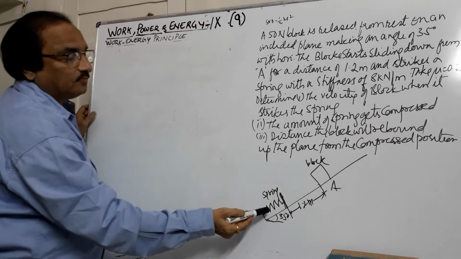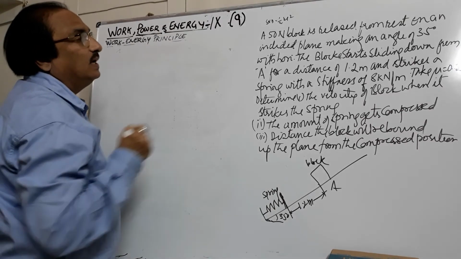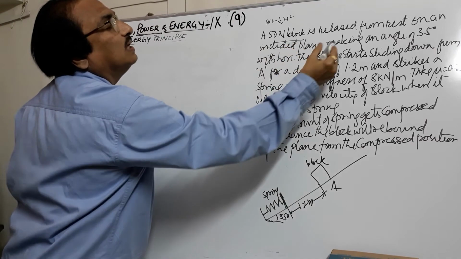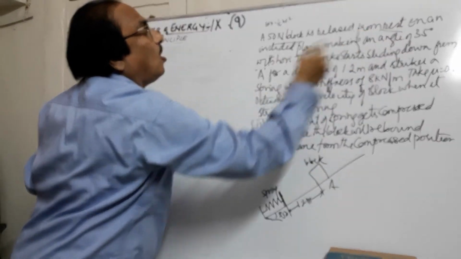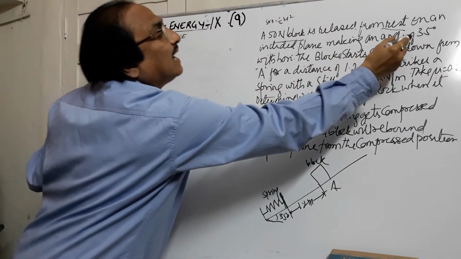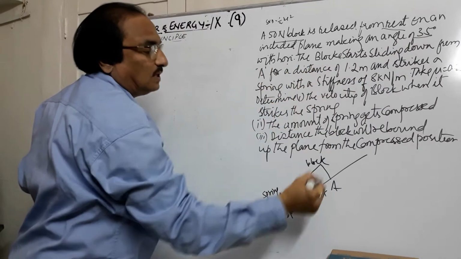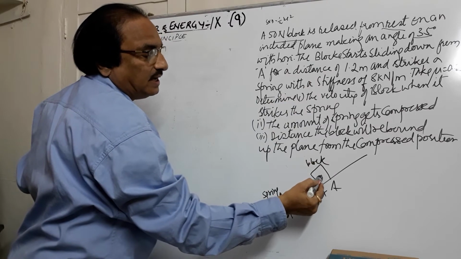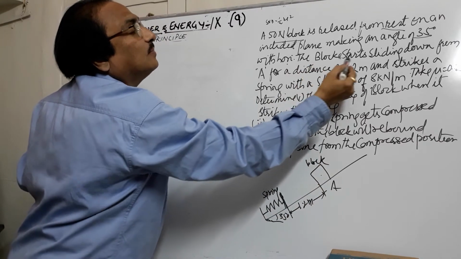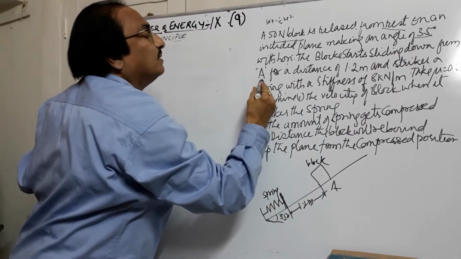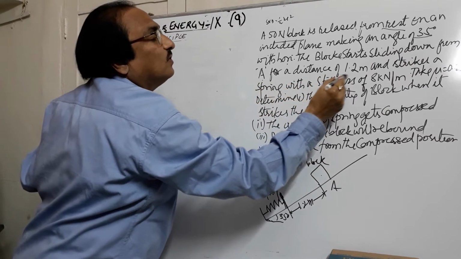Now here this is a problem with a spring. So let's read the problem. A 50 Newton block is released from rest on an inclined plane making an angle of 35 degrees with the horizontal. It is released from the point A. Then the block starts sliding down from A for a distance of 1.2 meters.